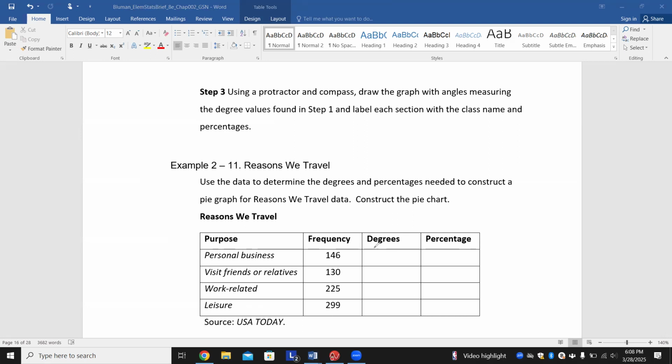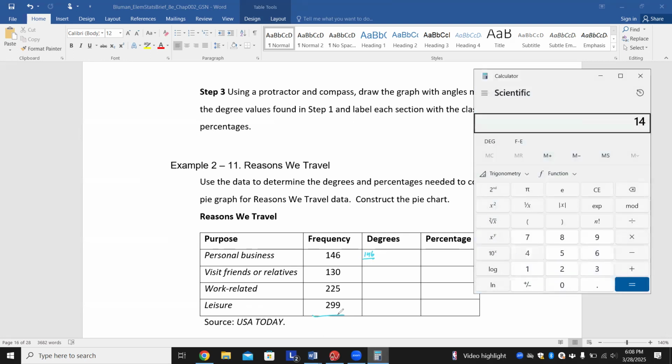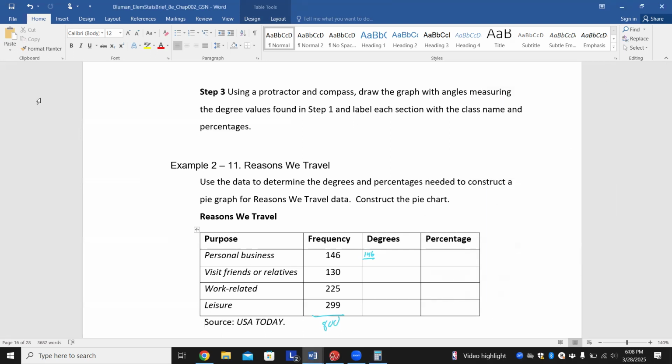So again, to get the degrees, you're going to take the frequency, which in this case is 146, divide it by the total. So we need to add these up. So let's pull up a calculator. In this case, that's going to be 146 plus 130 plus 225 plus 299. Let me make sure I got that. All right, and that gives us a grand total of 800. So I get 146 out of 800, and then I would multiply it by 360 to get my degrees.